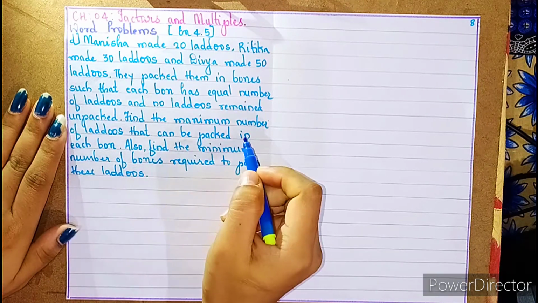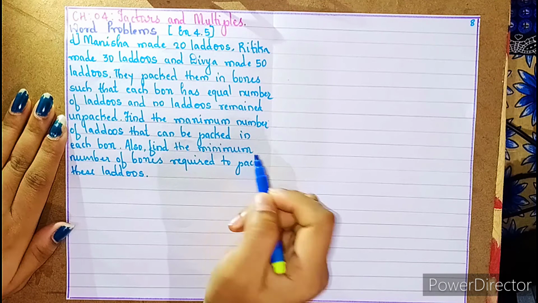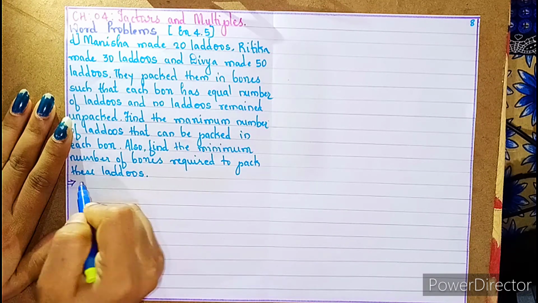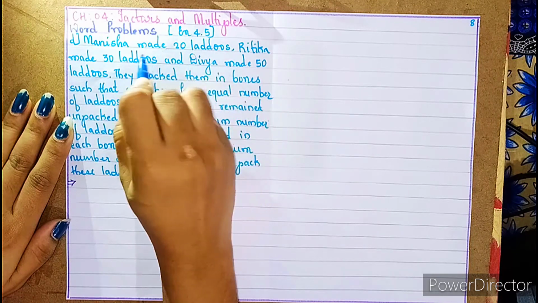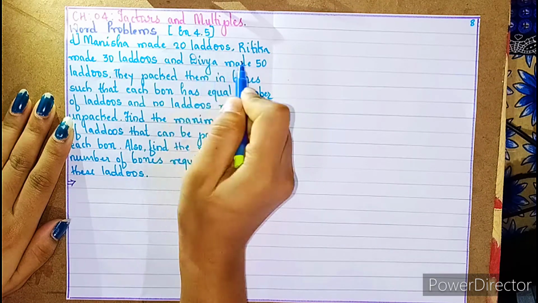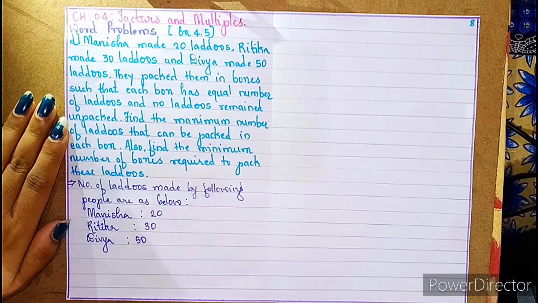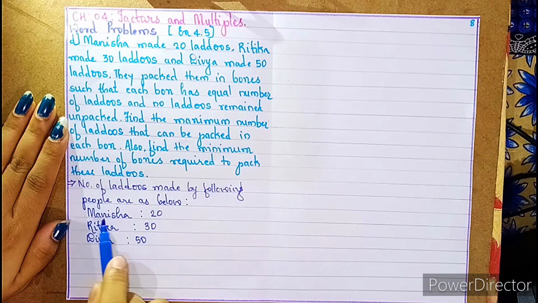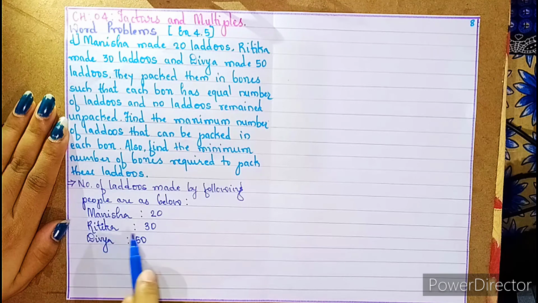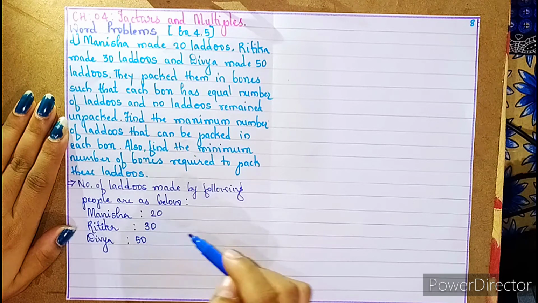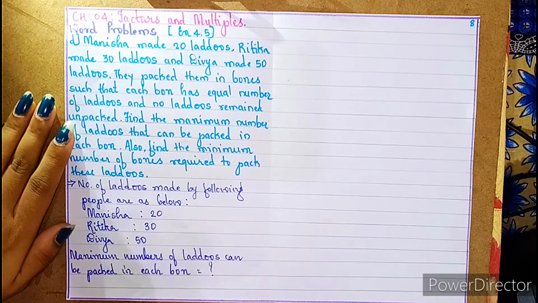To find the maximum number of laddus that can be packed, we have to find the HCF. So before finding the HCF, let's write the given things. So what are the given things? The number of laddus made by these people. Manisha had made 20 laddus, Ritika made 30 laddus, Divya made 50 laddus. Now, the maximum number of laddus that can be packed in each box is what we have to find. Let's write the statement.